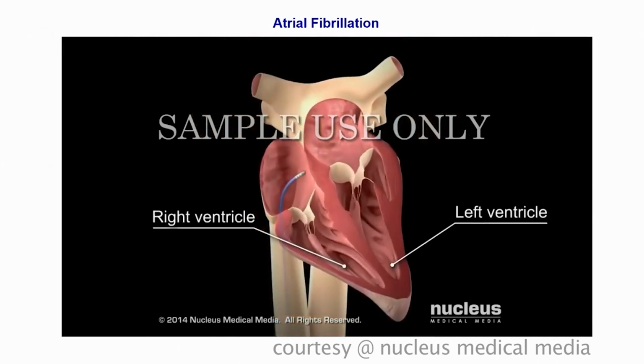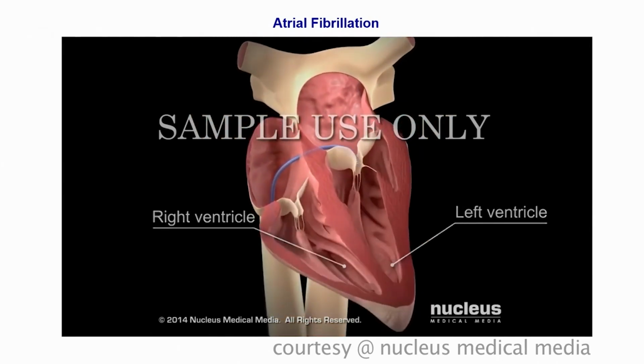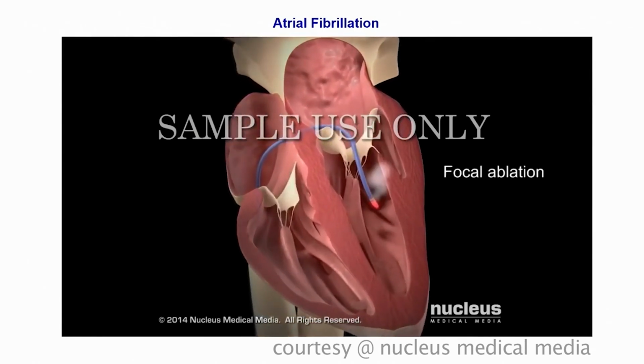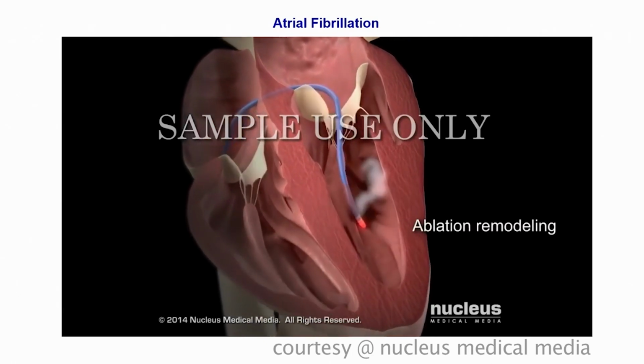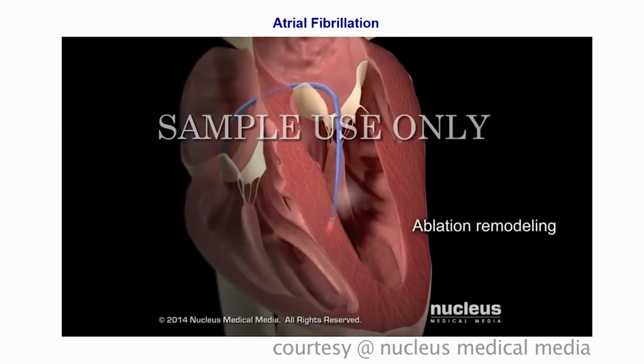If the cause of the arrhythmia is in the ventricle, the doctor can do either focal ablation or ablation remodeling to treat more complex arrhythmias of the ventricle.